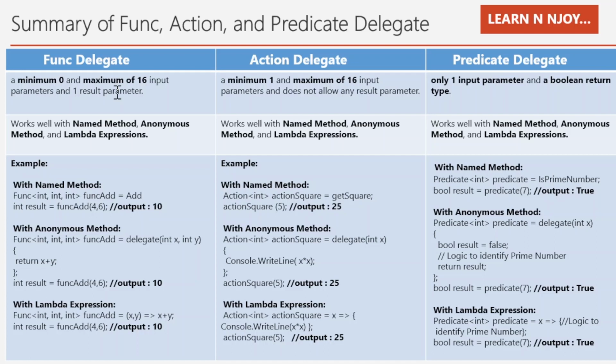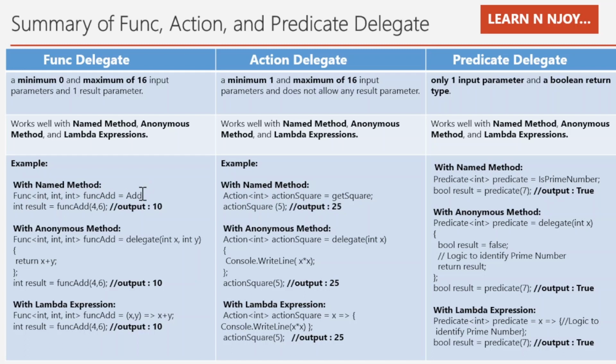As we have seen, a Func delegate works well with a named method, an anonymous method, and a lambda expression. Similarly, an Action delegate also works well with a named method, anonymous method, and lambda expression. The same goes for the Predicate delegate as well. If you see the example for the Func delegate, we have written it with a named method: Func<int, int, int> funcAdd = Add, right? So here I have assigned the named method Add to this Func delegate.